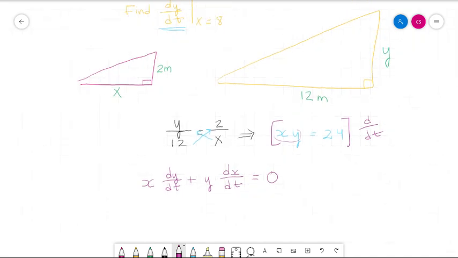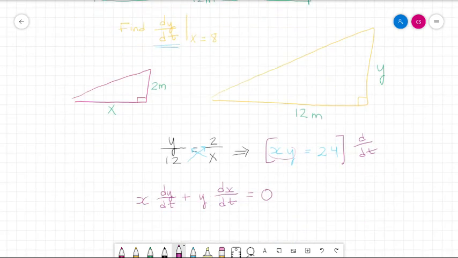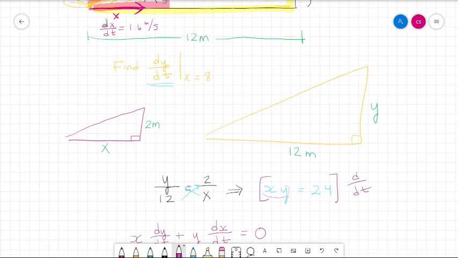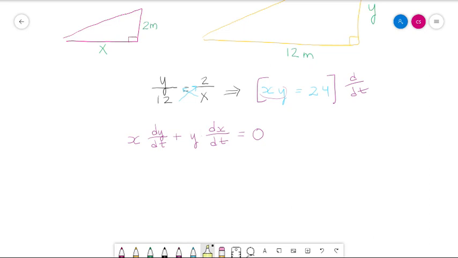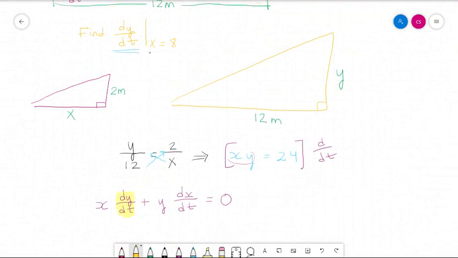Okay? All right. So what do we know? We know dx dt. That's a constant. That's given to us in the problem as 1.6. And we want to find dy dt. So again, sometimes it's nice to highlight. Okay, so dx dt we know. So we have to figure out x and we have to figure out y. So how are we going to do that? Well, what do we know? We know we want to find this when x is equal to 8.